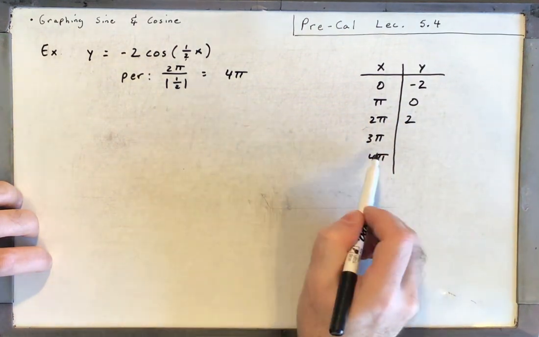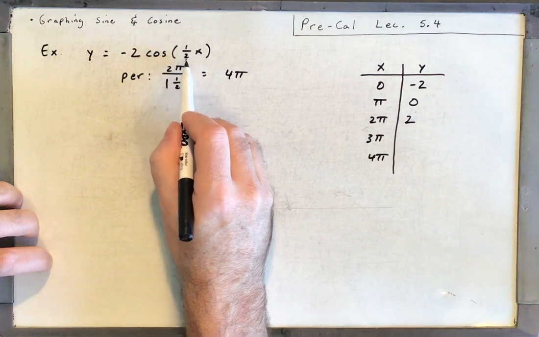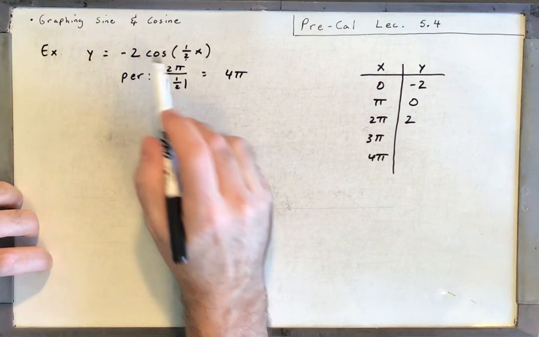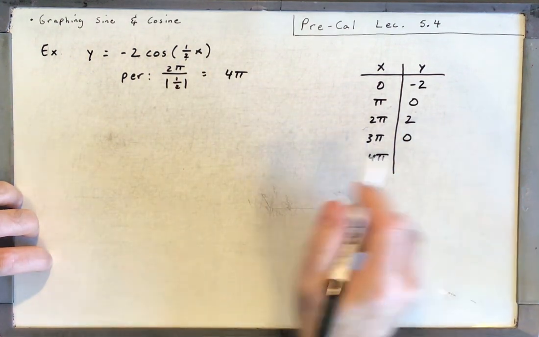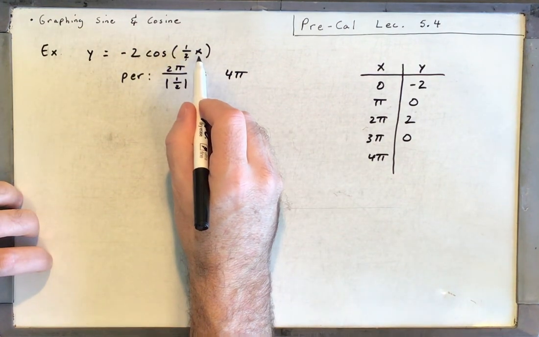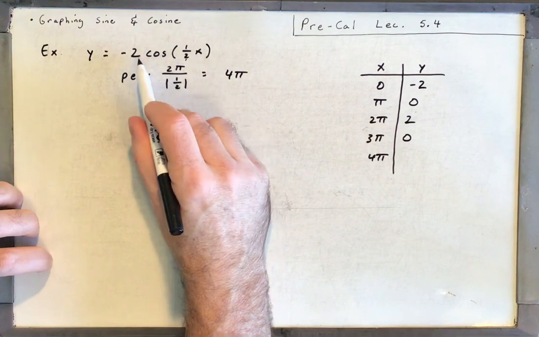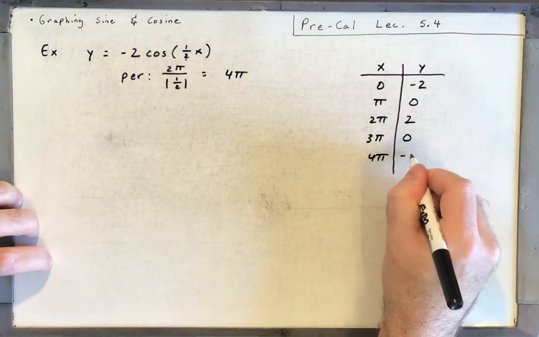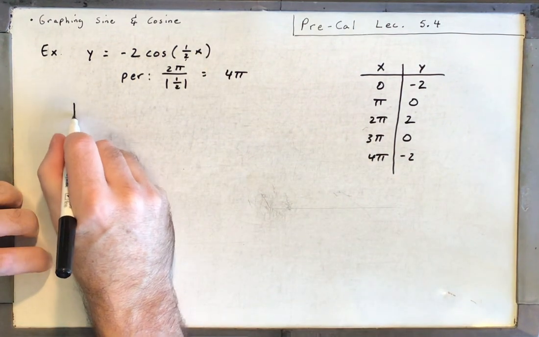All right, cosine of 3 pi over 2 is 0. So times -2 is 0. And then let's plug in 4 pi. 4 pi times a half is 2 pi. Cosine of 2 pi is 1 times -2, -2.